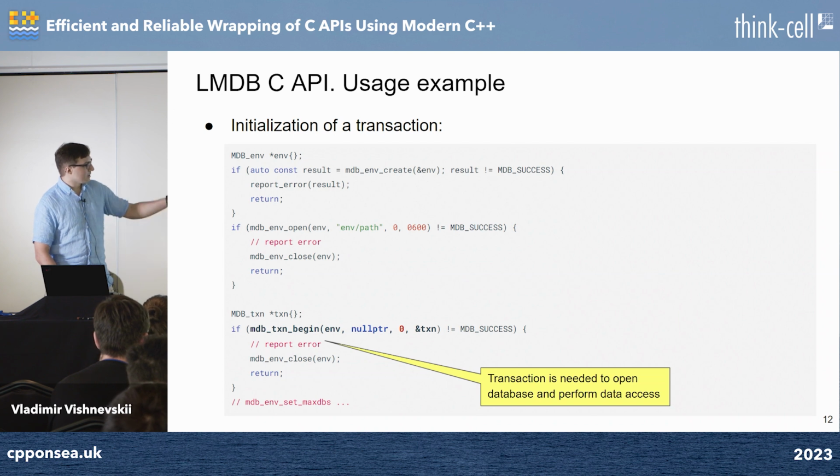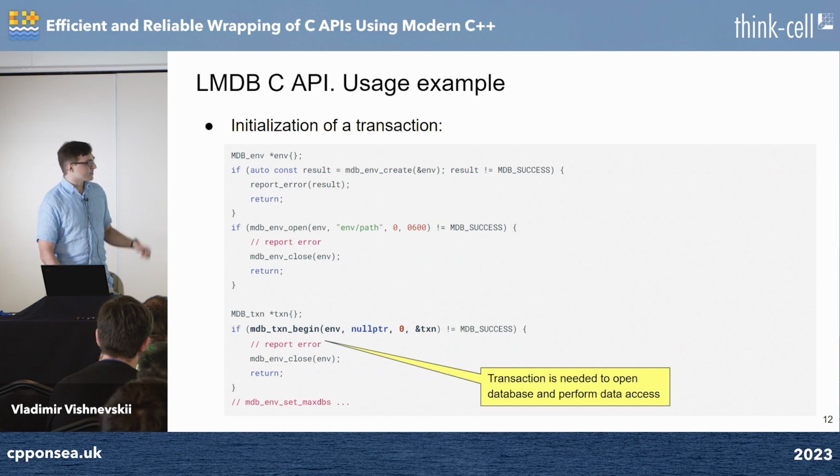And then we need to create a transaction. A transaction is something that is needed when we want to read or access the data in general, and also to create a table, for example. So here we create a transaction. Again, it is also returned as an output parameter.